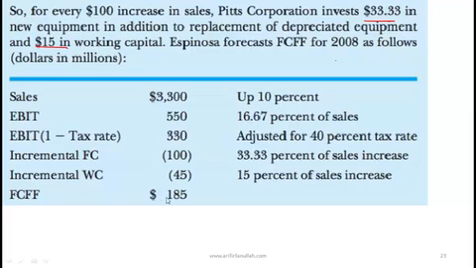So now, how do you come up with a free cash flow to firm? In 2008, what did we assume about sales? They'll be up by 10%. So that's this. Where do we come up with EBIT? Based on the assumed EBIT margin of 16.67. So that's where this number comes from. So that's the EBIT minus the tax rate. And then incremental fixed capital investment, incremental working capital investment, and we come up with our free cash flow. The regular depreciation is dealt with in your EBIT margins.